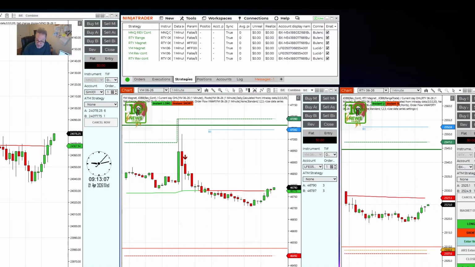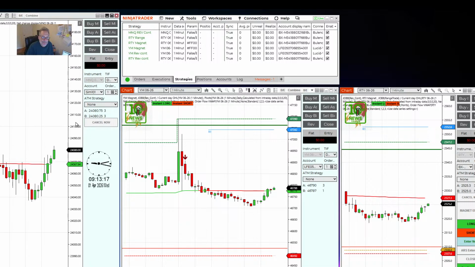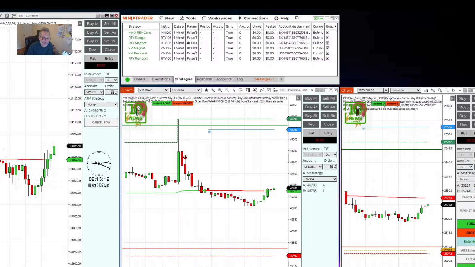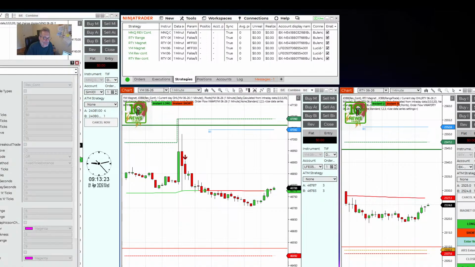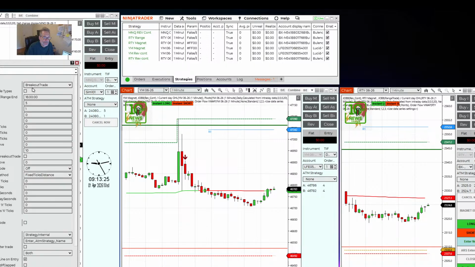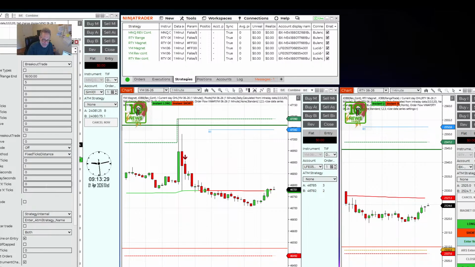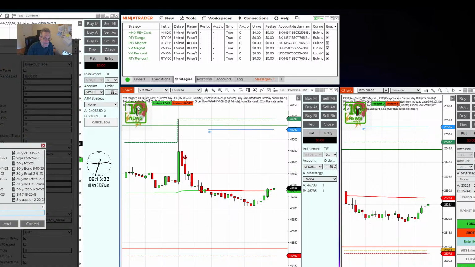Back to our MNQ setup. Right click the chart, click strategy, add news trader. It's a breakout. I'm going to load my template. Go down to template, load. Looking for MNQ new open.